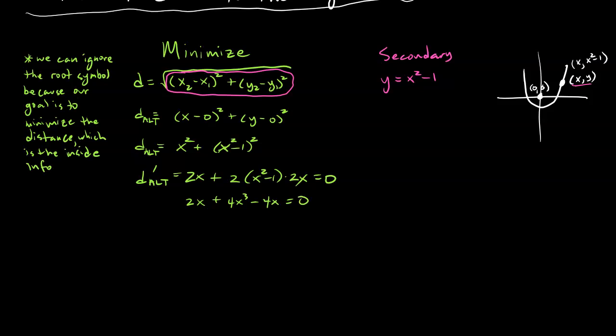And I can combine that 2x and minus 4x. Just make sure I multiplied everything out right. This is where it would be really easy for me to make a mistake. Yeah, 4x cubed minus 4x. And I'm going to factor this into 2x and 2x squared minus 1.